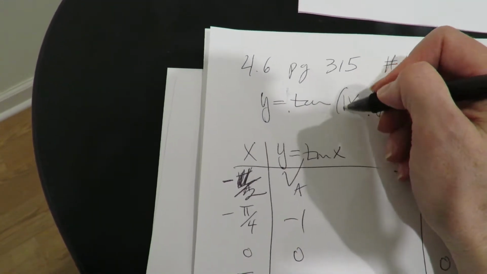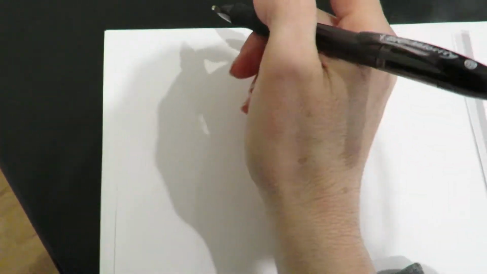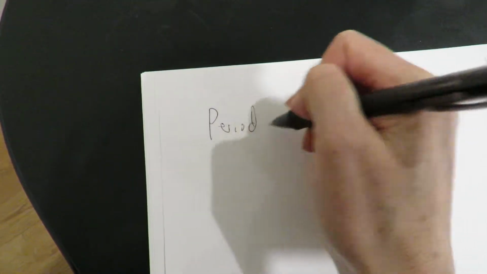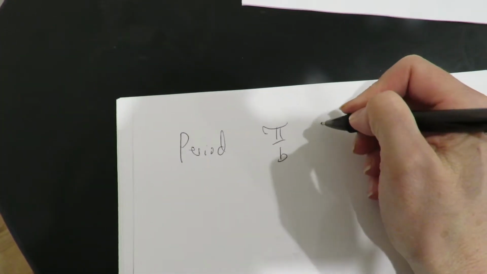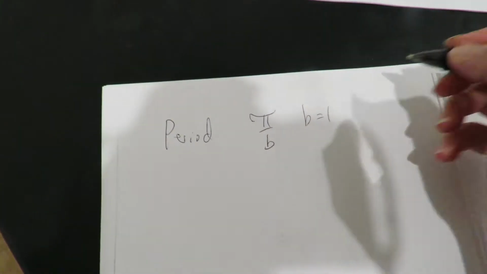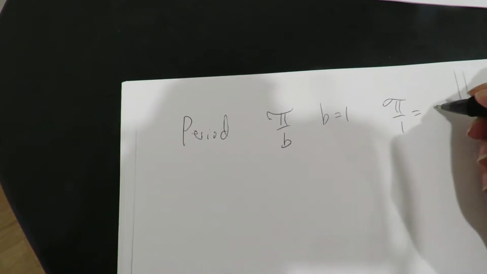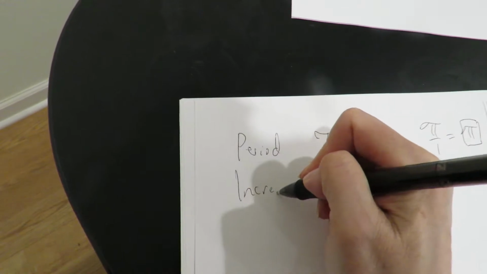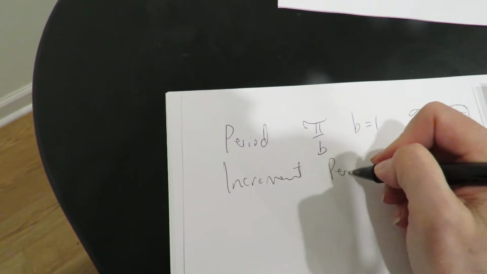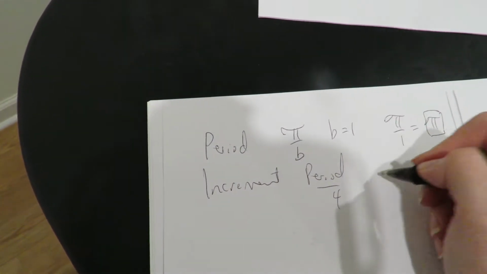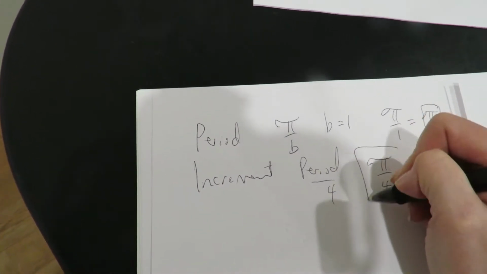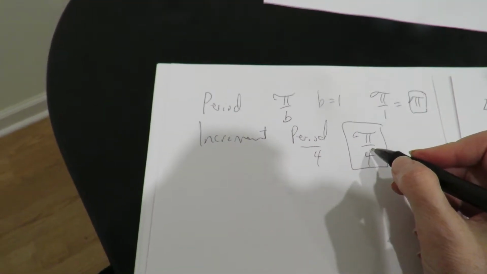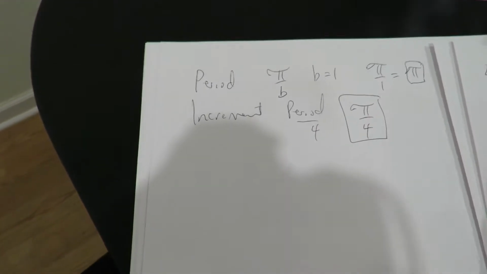I just want to point out that your b value is a 1. So the formula for the tangent for the period is pi over b. So again, b is a 1 in this case, so it's just pi over 1 or pi. It's its standard width. The increment for all functions is the period over 4. So I'm going to take pi and divide it by 4. So that is the jumps in between the points.